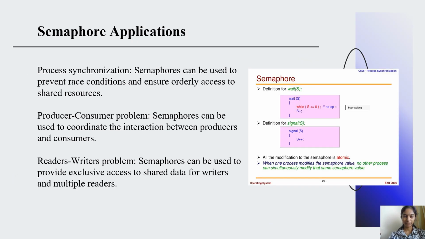Semaphore applications. Process synchronization: semaphores can be used to prevent race conditions and ensure orderly access to shared resources. Producer-consumer problem: semaphores can be used to coordinate the interaction between producer and consumer. Readers and writers problem: semaphores can be used to provide exclusive access to shared data for writers and shared access for multiple readers.